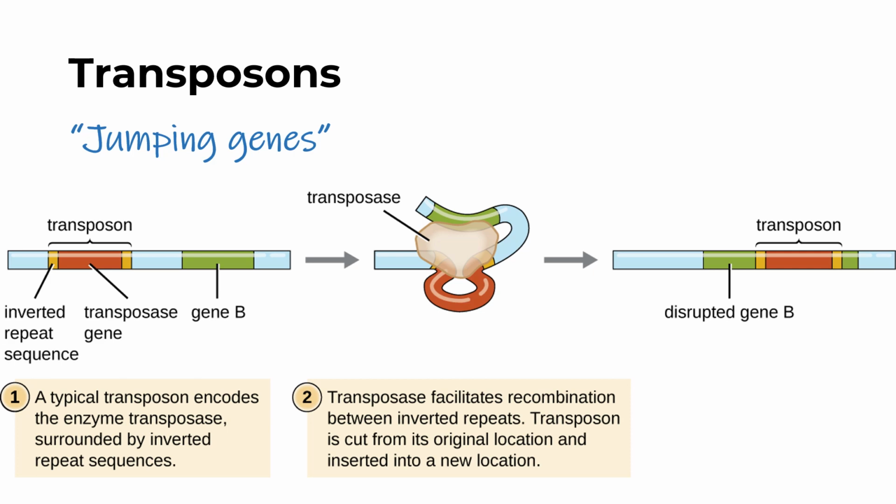Complex transposons carry other genes, such as those for antibiotic resistance. Transposons can be carried on plasmids. They can allow for the movement of antibiotic resistance genes from the plasmid to the chromosome or vice versa. As you can imagine, this can have important implications for the development of antibiotic-resistant strains of bacteria.